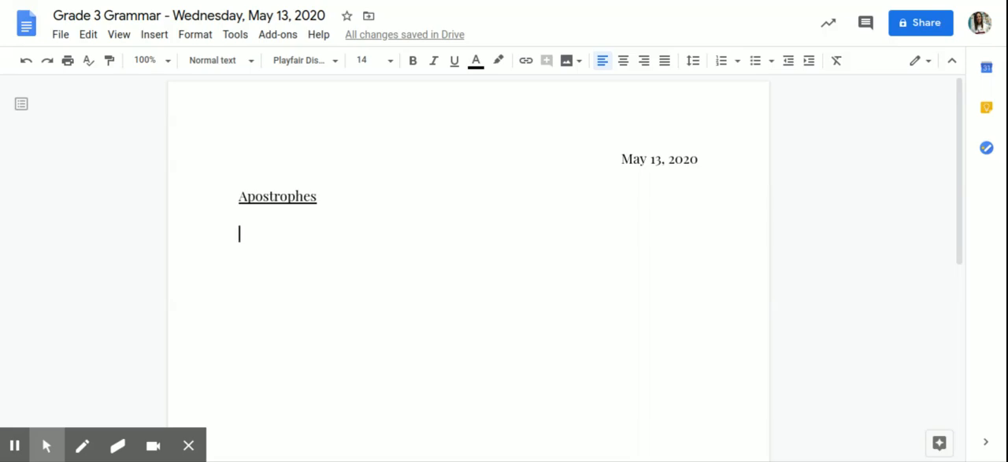Today, we're going to talk about apostrophes. There are two different times when we use apostrophes. Let's start with this note.